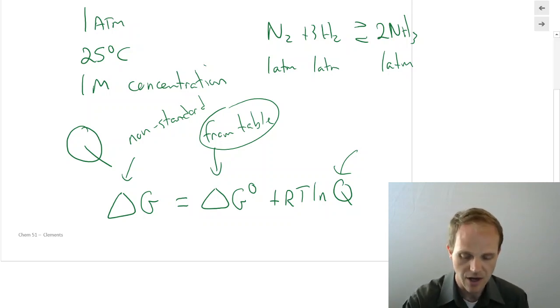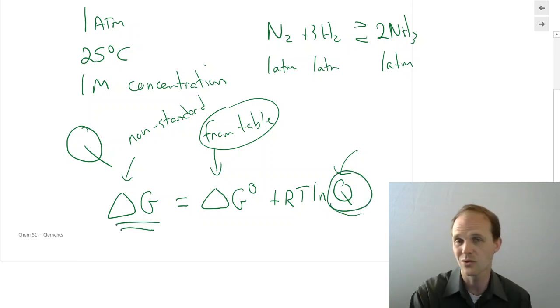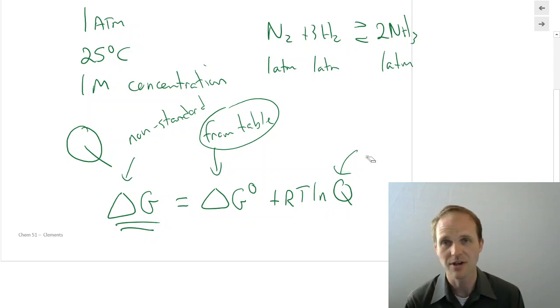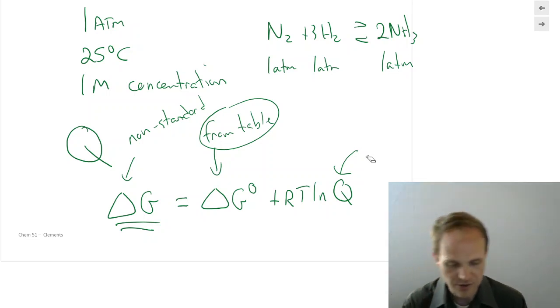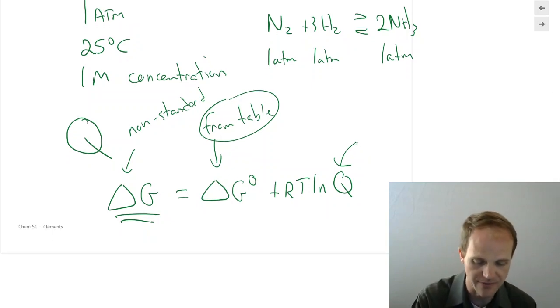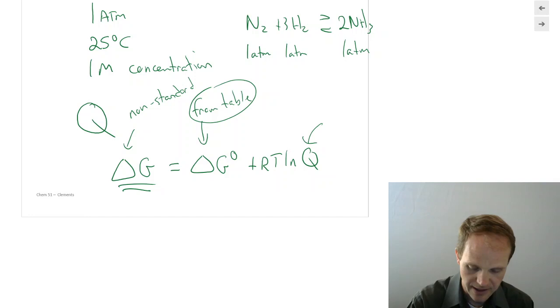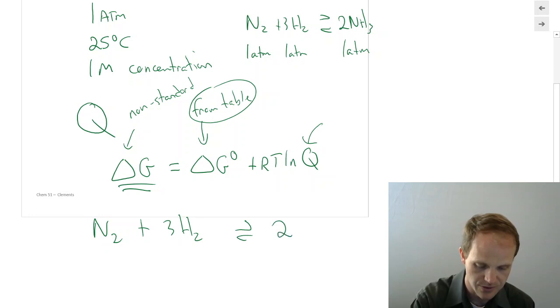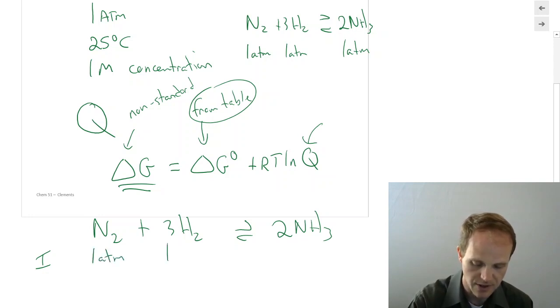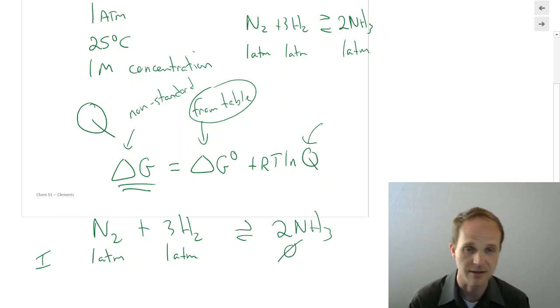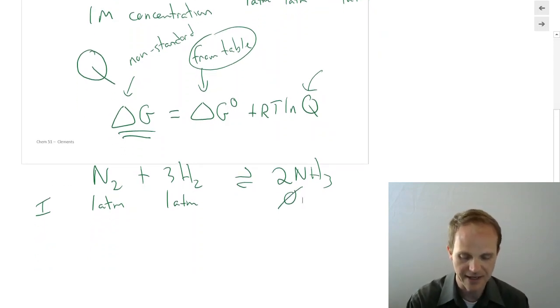So now we can actually figure out, under conditions where we're putting in known quantities of stuff that aren't exactly 1 atmosphere, we can now calculate the spontaneity of a system. So let's go ahead and do that for this system. We're going to start with a system that's pretty close to what we have up there. N2 plus 3H2 goes to 2NH3. And we're going to start with initial concentrations or pressures of 1 atmosphere, and nothing. Okay, so we're not going to start with any NH3.